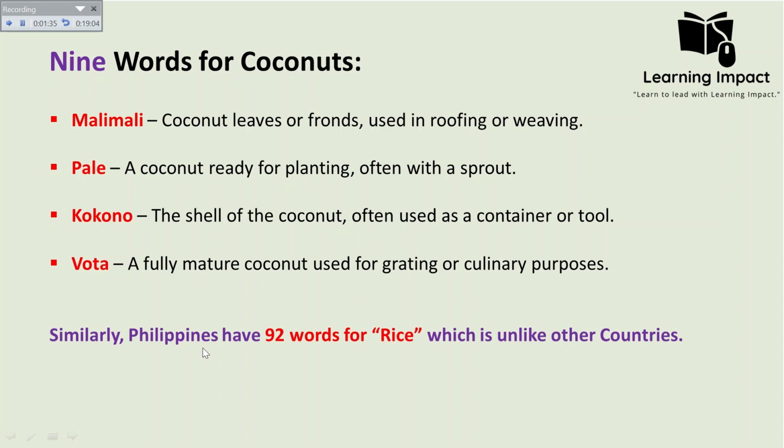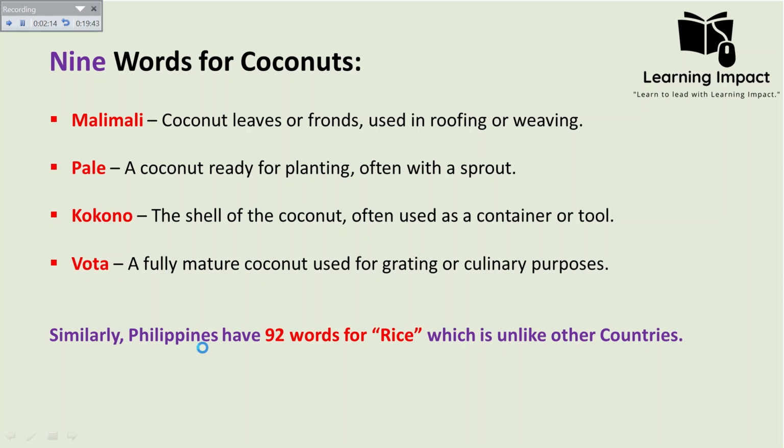So according to the Sapir Whorf hypothesis, just because their language has 92 words for it, it is totally different from our English language, our Urdu language. So that's why the people of the Philippines view rice differently as compared to us. We usually view rice as an ordinary commodity, but in the Philippines, they will view rice as a high value commodity. They will give it more value, maybe because their language has 92 words for it, so it is shaping their perception towards rice. So this is how the speakers of different languages view things differently.